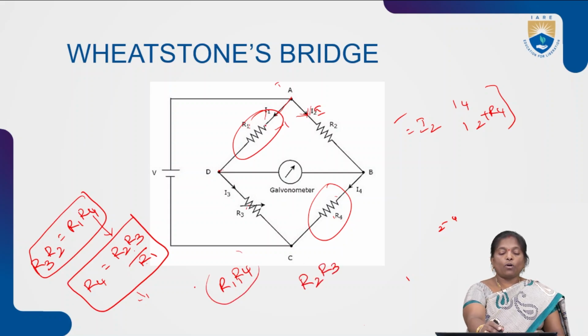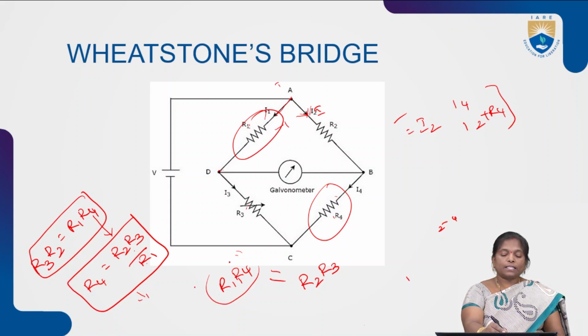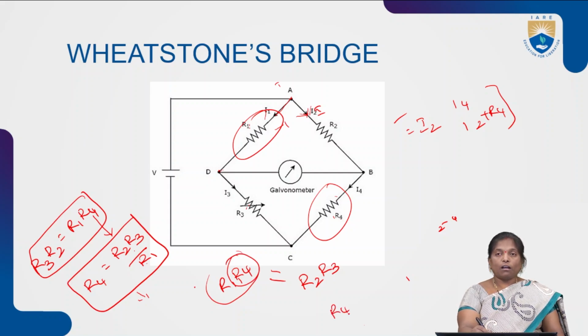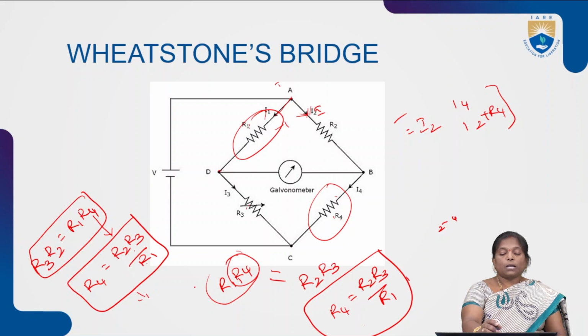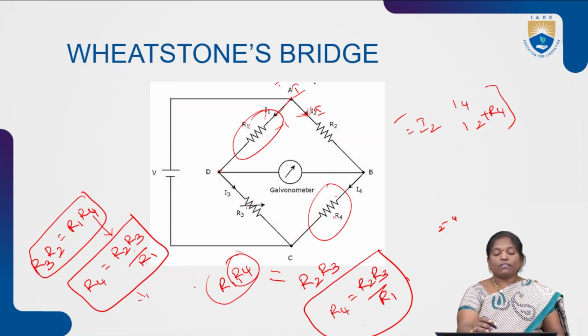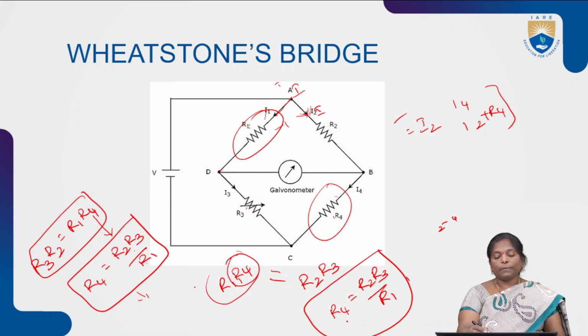This is product of two opposite arms, that is R1 into R4. Product of the remaining two opposite arms, R2 R3. So, product of two opposite arms must be equal. That is R1 R4 equal to R2 R3. From this, if the unknown parameter is R4, then we can conclude that R4 equal to R2 R3 by R1. And the same can be obtained if we assume that the total current is I and that is equally distributed between the two arms of a Wheatstone bridge. Then we can find out unknown parameter R4 equal to R2 R3 by R1.